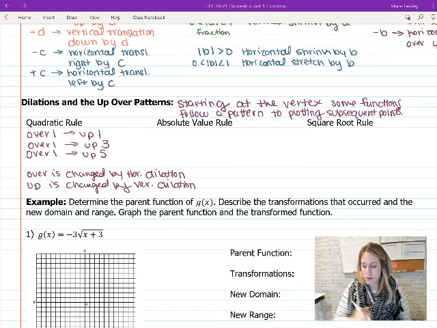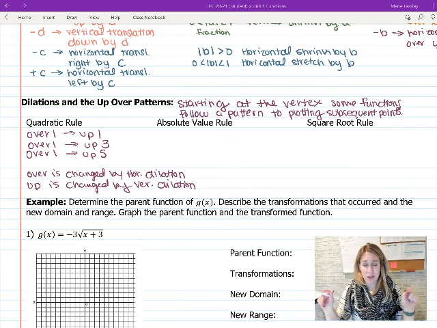All right. So moving on to absolute value. This one is pretty easy because nothing's really happening. So your pattern is just over 1, up 1 for literally every point.